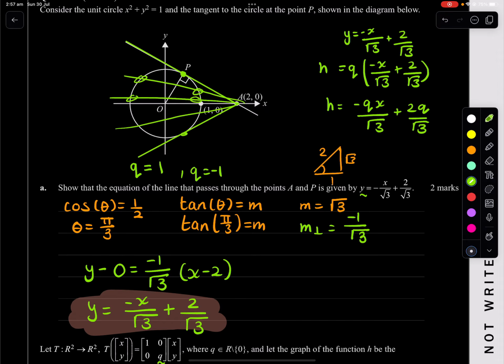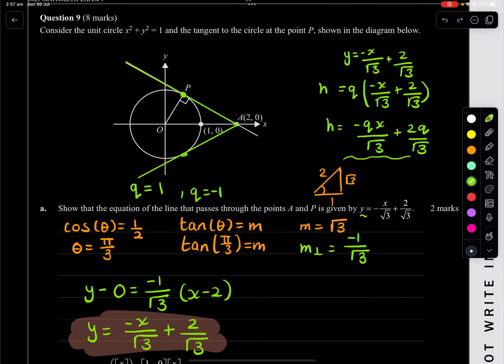2 points. Okay, I'm going to double check it because we have this equation over here. Let's say that q is half. So if q is half, we're saying negative x 2 root 3 plus 1 over root 3. It's still a negative gradient, but its y-intercept decreased, so it will be over here. And if we do that, it's still touching. So any values between negative 1 to 1, because those are the maximum values.